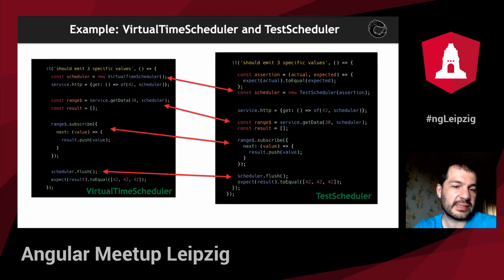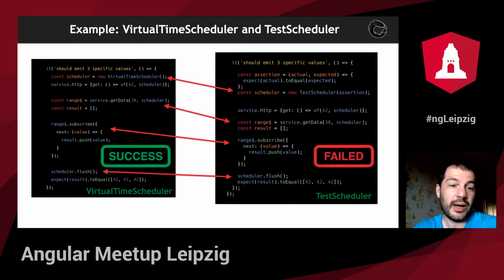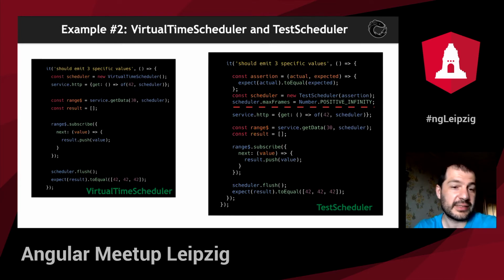The virtual time scheduler test will pass, but the test scheduler code will fail. Why? Remember I told you about the max frames value. Actually, it is the value in milliseconds to process scheduled tasks with delays not more than this time. To fix our tests, we should reassign this param. Here it is. Now all tests pass.